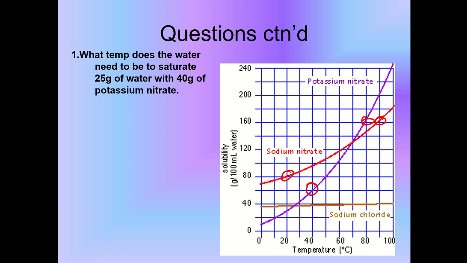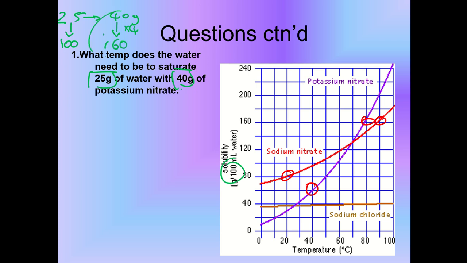So this time, at what temperature does the water need to be to saturate 25 grams of water with 40 grams of potassium nitrate? So our graph is per 100 grams of water, but we've been asked for 25 grams of water. Now here's what I would do here. I would take my 25 grams of water, obviously we're working on the graph in 100, and at 25 grams of water, we would saturate 40 grams of potassium nitrate. Scale that up to the 100, that brings that times by 4, of course.